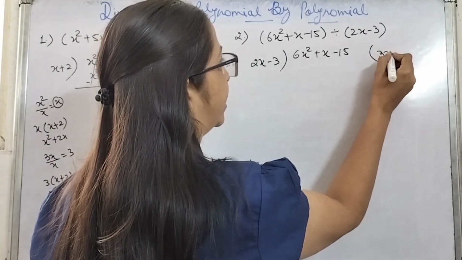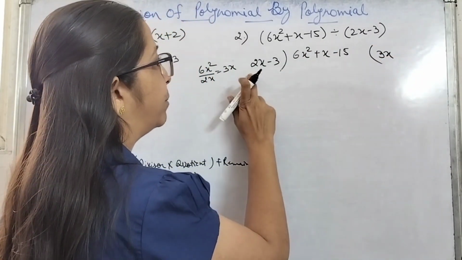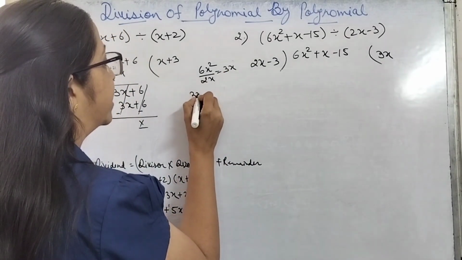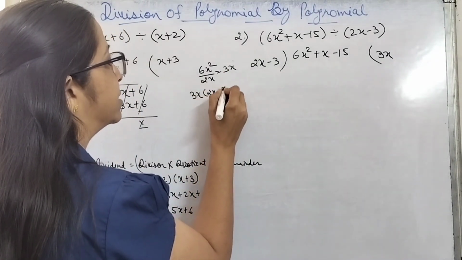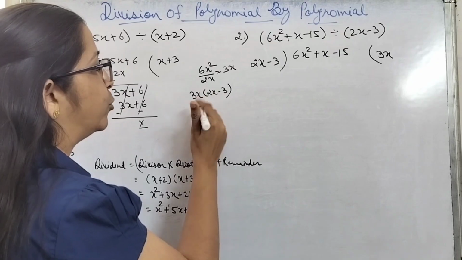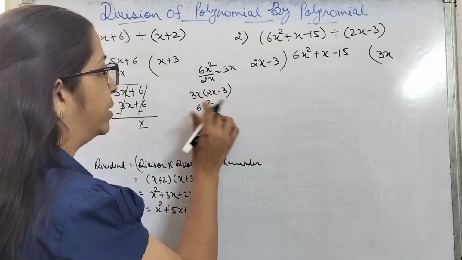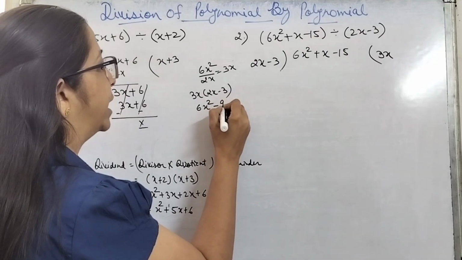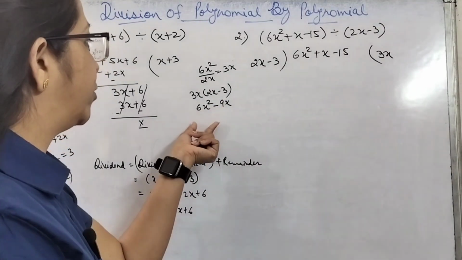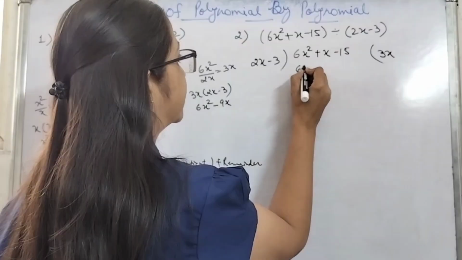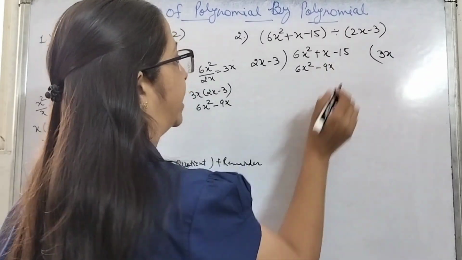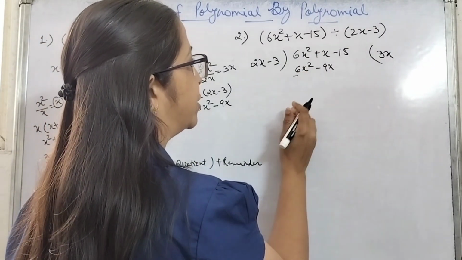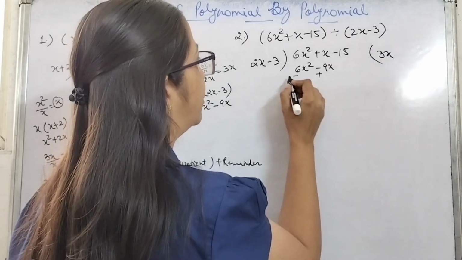The quotient is 3x. Now this 3x will be multiplied by the whole of the divisor, that is 3x multiplied by 2x minus 3. 3x multiplied by 2x will be 6x square. 3x multiplied by minus 3 will be minus 9x. Now we will write here 6x square minus 9x. We will be subtracting it, so the sign is going to change. This positive will change to negative, this negative will change to positive.